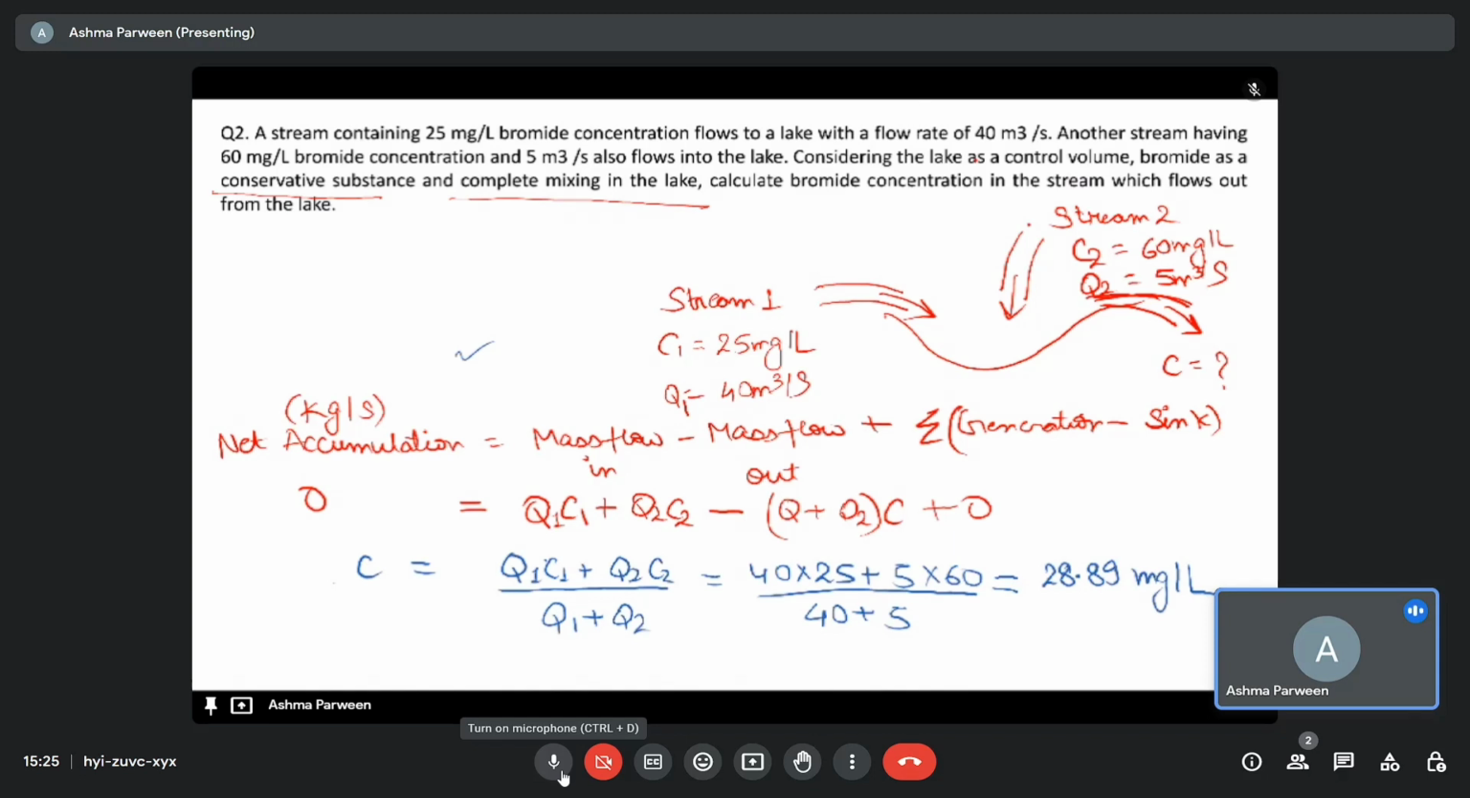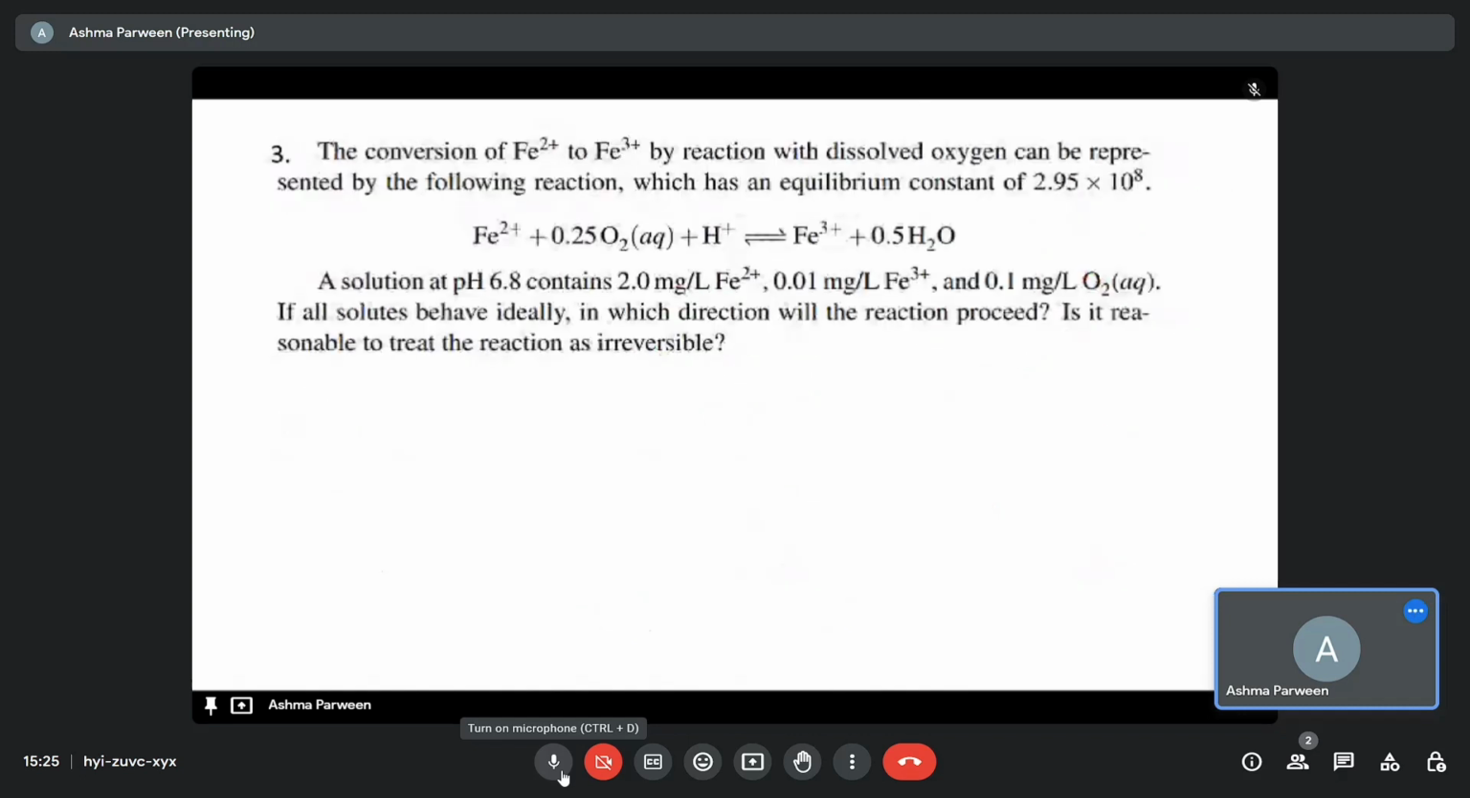So this question was based on mass balance in a lake system. Two streams were coming in with some concentration of bromide, and we were to find the concentration of bromide in the outflowing stream. So let's move to the next question.